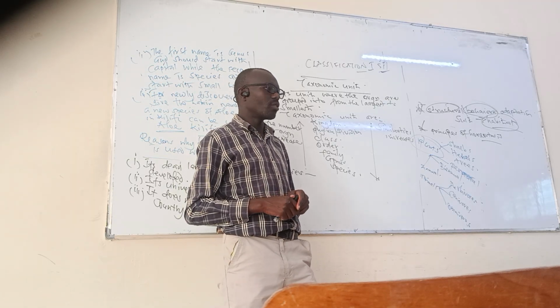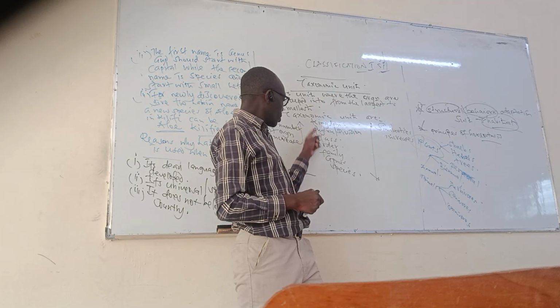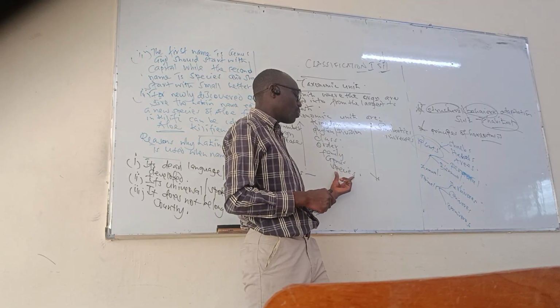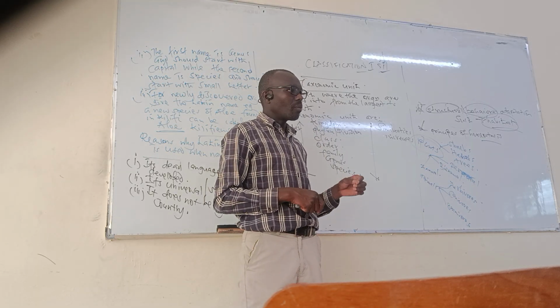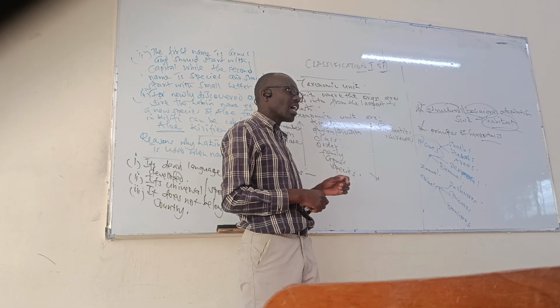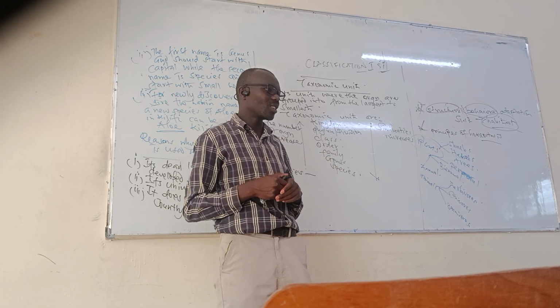The species is the smallest unit in the taxonomic classification. But you can be asked to give the characteristics of the species.